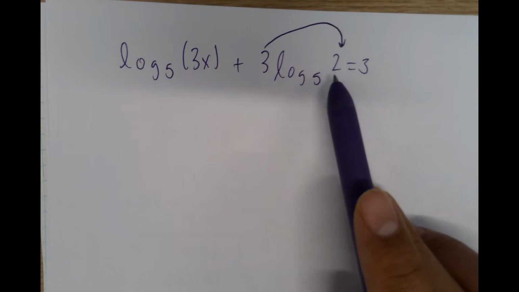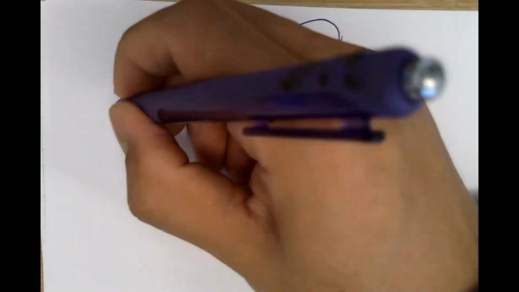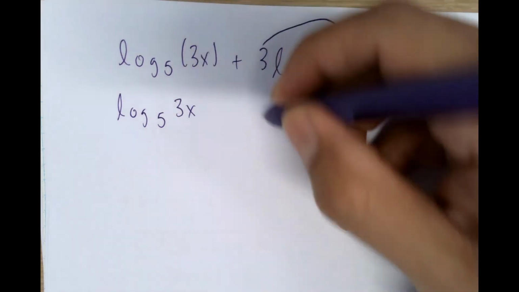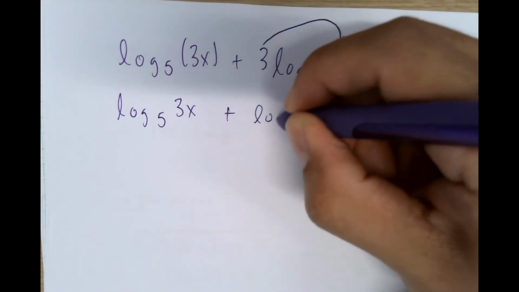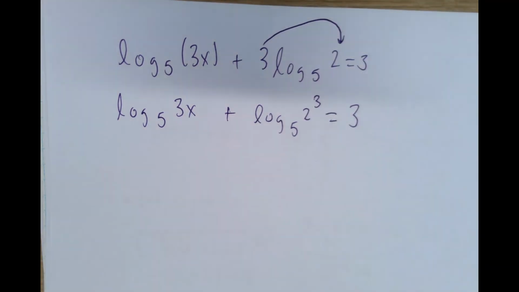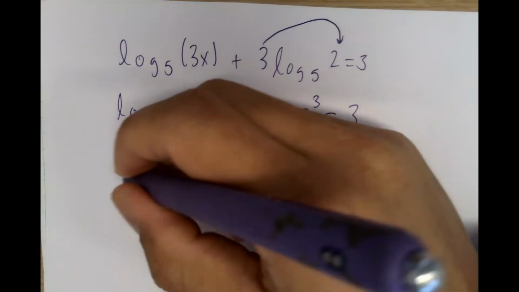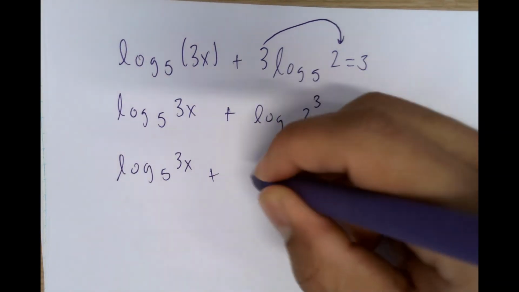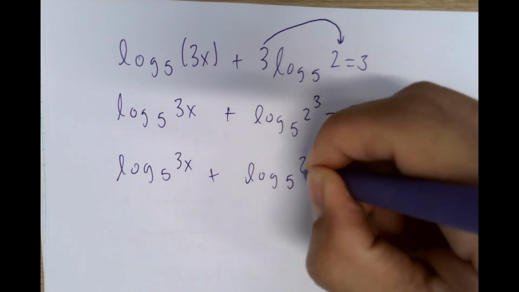This 3 that's in front of log base 5 of 2, we're going to raise 2 to the third power. Let me rewrite it as log base 5 of 3x plus log base 5 of 2 to the third power is equal to 3. And then I'm going to expand that out. So this is going to be log base 5 of 8 equals 3.